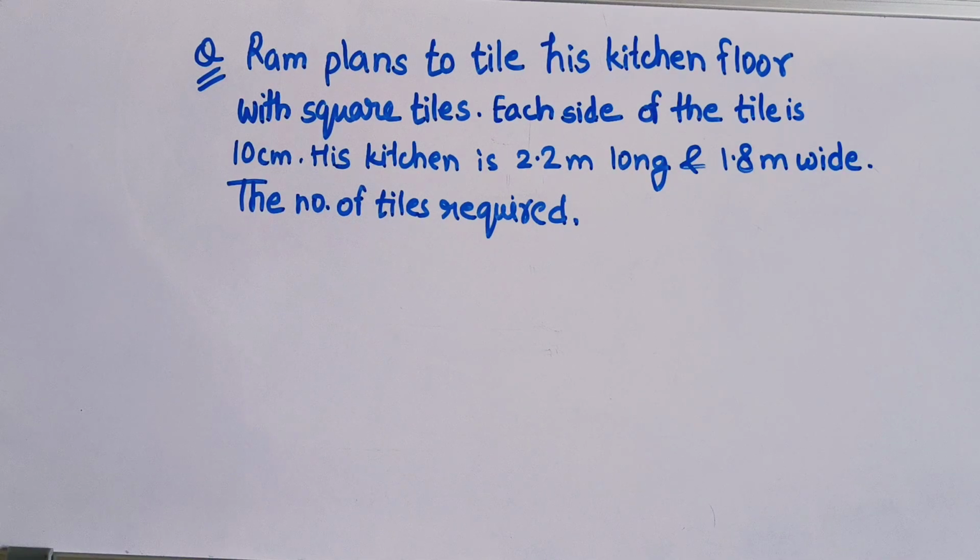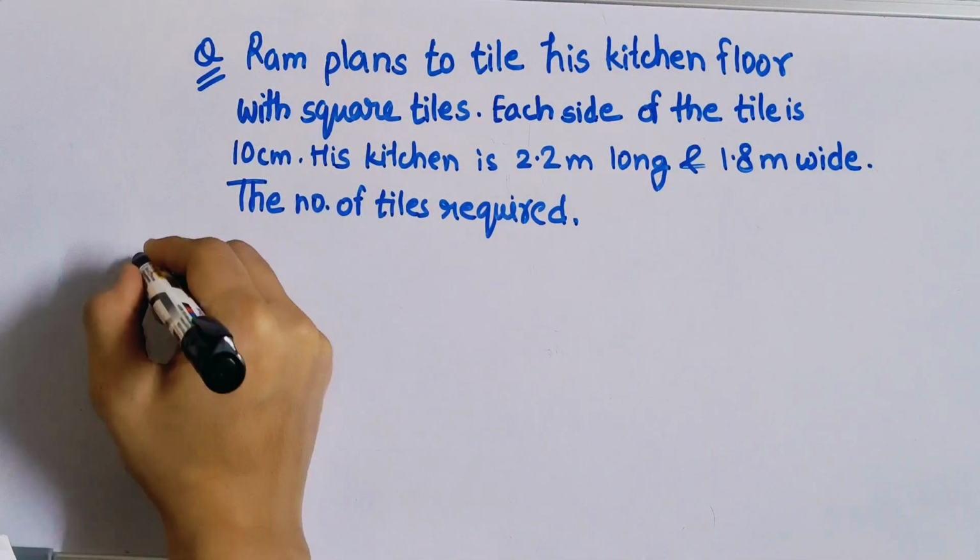So let's read out the question. Ram plans to tile his kitchen floor with square tiles. Each side of the tile is 10 centimeter. His kitchen is 2.2 meter long and 1.8 meter wide. So we have to find the number of tiles required. Okay, so let's start.